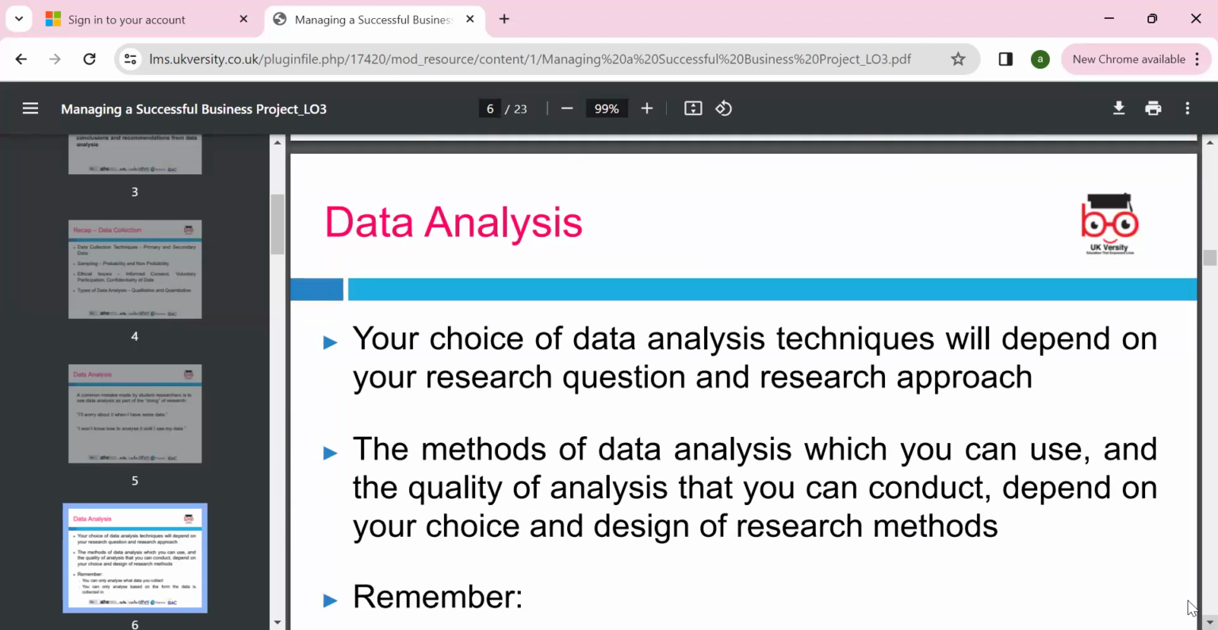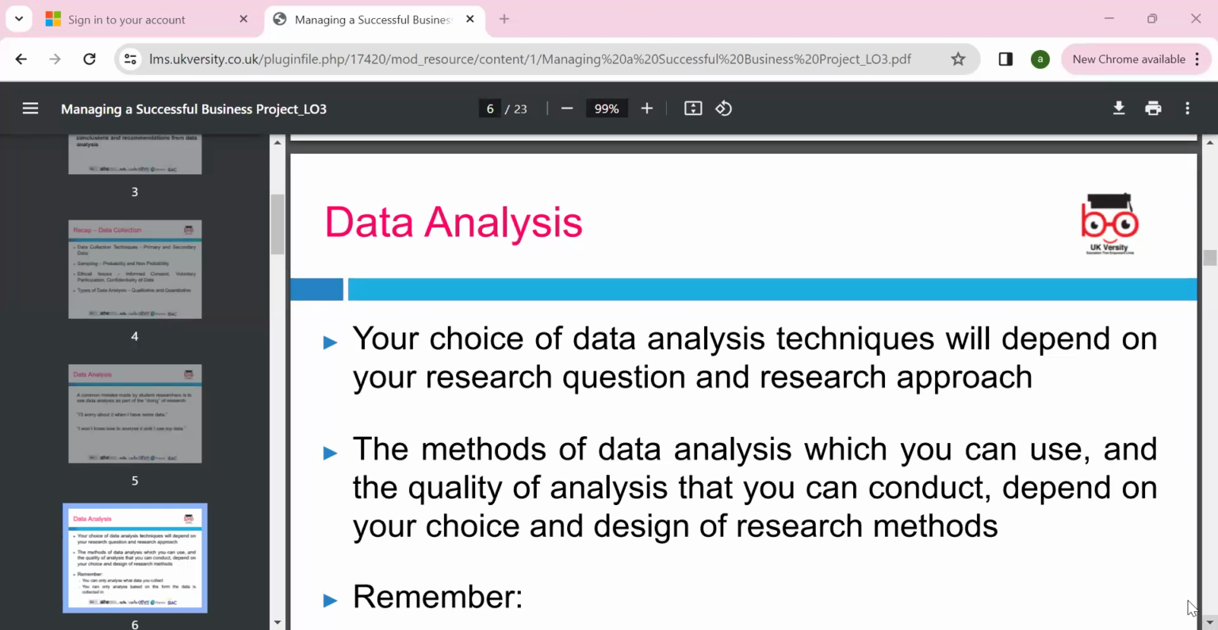We can use SPSS software, which is for statistics. It is software published and developed by IBM. Do we know IBM, International Business Machines? The software is called SPSS. It's quite good to use. Excel can be used too. So we can look at quantitative analysis, which you can conduct depending on the choice and design of the research method.